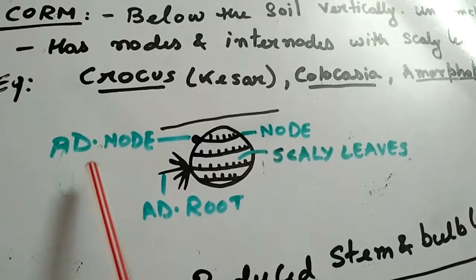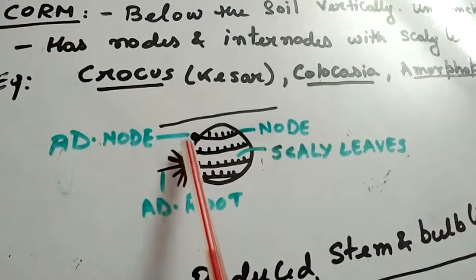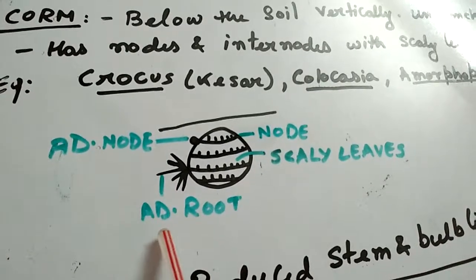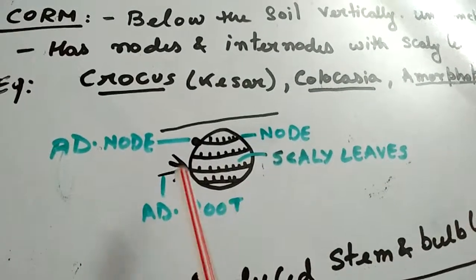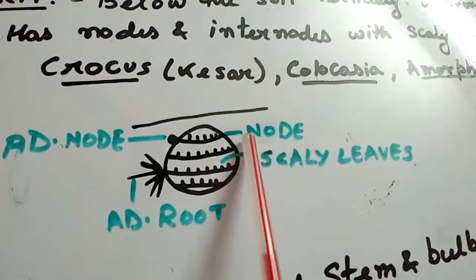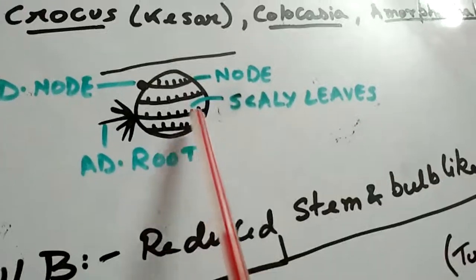So this is the adventitious node here, very prominent. These are adventitious roots arising from the adventitious node. This is a node, and these are scaly leaves.